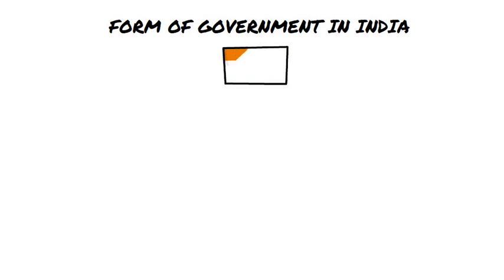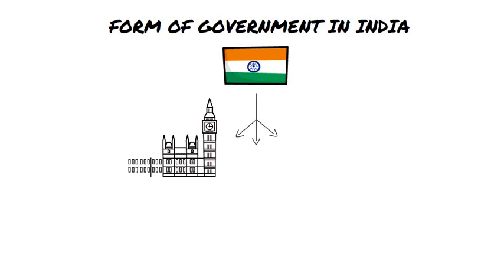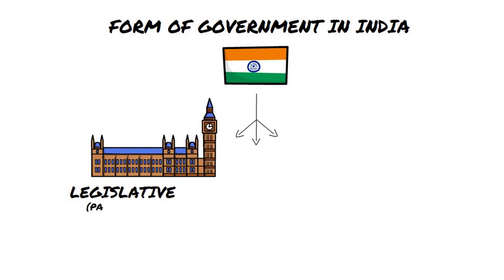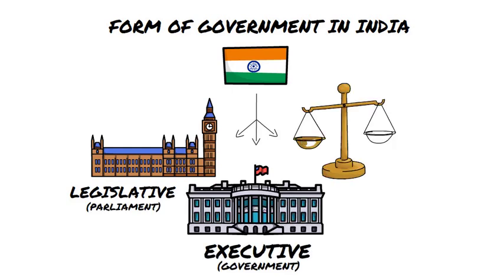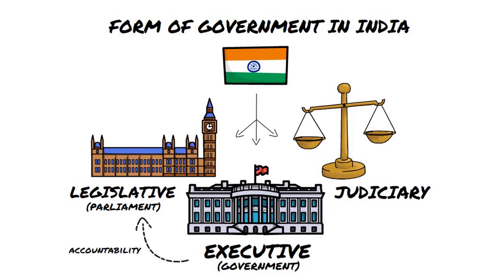Form of government in India. Contrary to popular belief, you cannot elect your prime minister directly in India. Each country has a system or a form of government. India follows the parliamentary system of government, which has three primary branches: the legislative, the executive, and the judiciary. Under this system, the executive branch, which is the government, is accountable to the parliament, also known as the legislature.